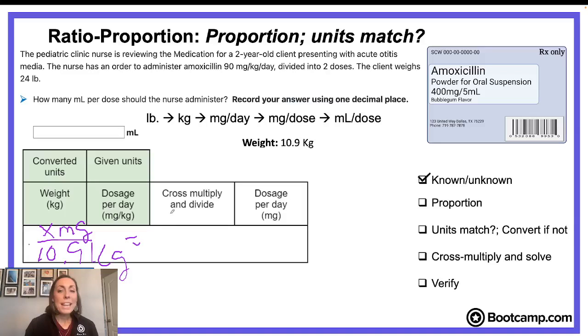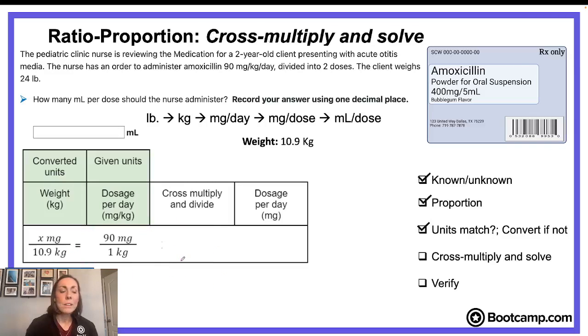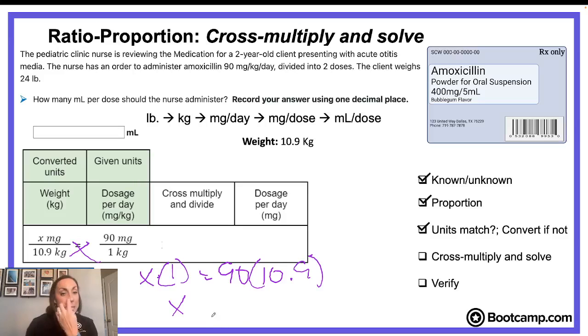Now, what do we know? We know that there's 90 milligrams per kilogram is what's given, right? So 90 milligrams per 1 kilogram. So we have kilograms both on the bottom and we have milligrams both on top. Okay, so our units match up and now we can cross multiply. So when you cross multiply here, we're going to get our X milligrams times 1 equals our 90 milligrams times our 10.9. And we are going to get what? X equals, what's 90 times 10.9? 981 milligrams. Did you get that? So we know that this client is getting in a day 981 milligrams.